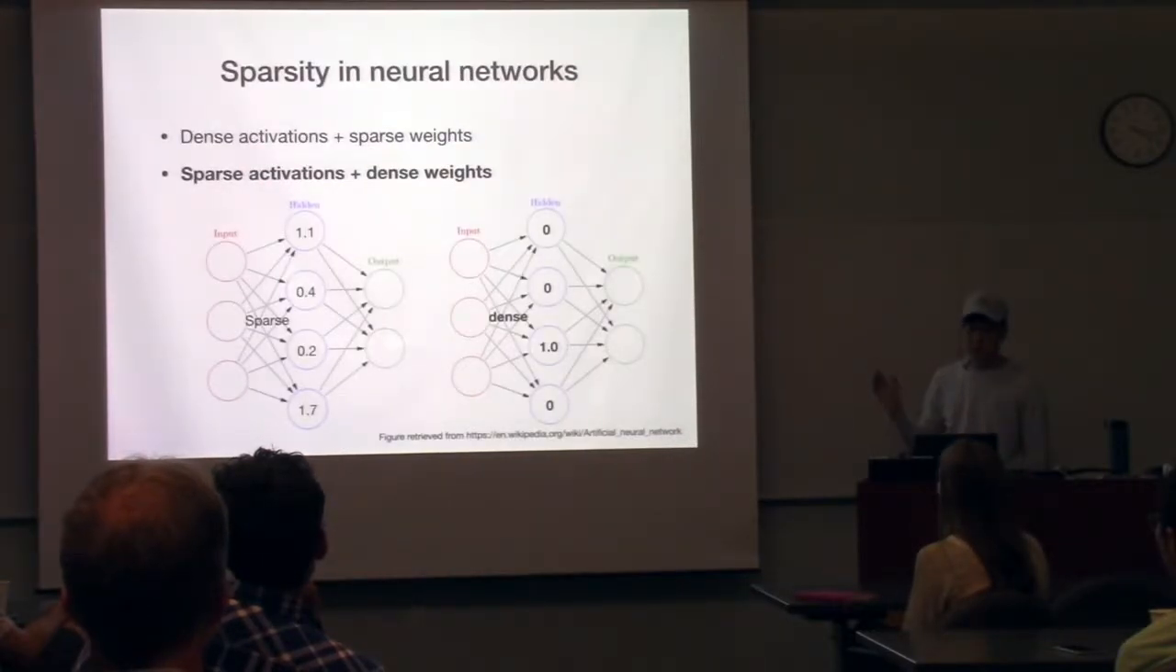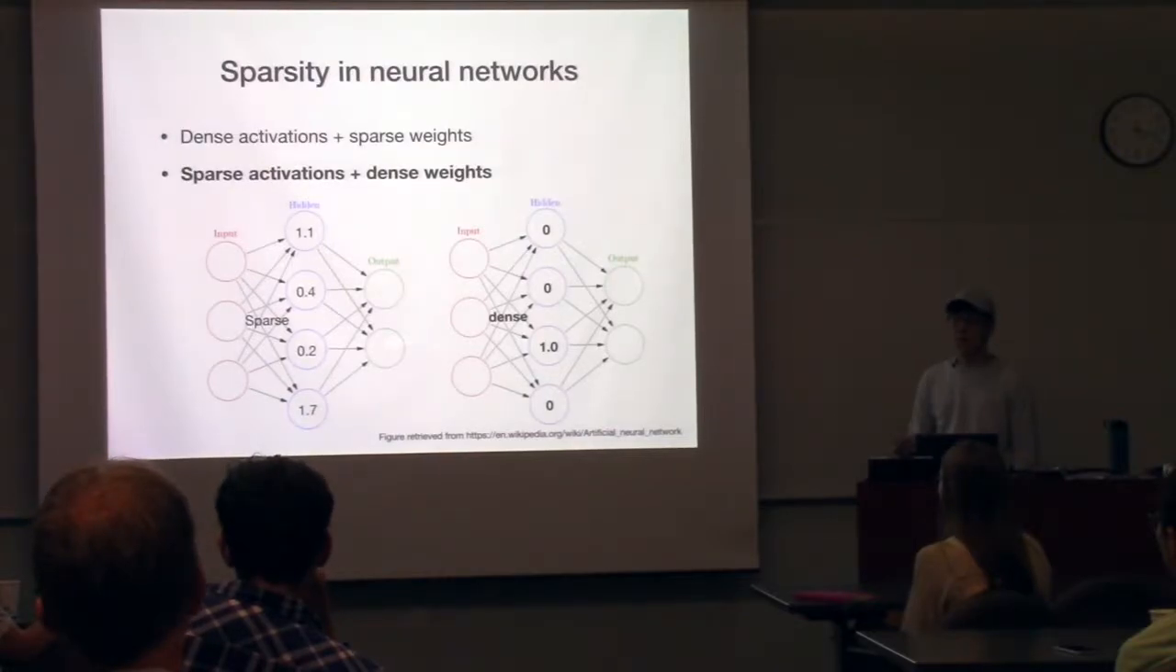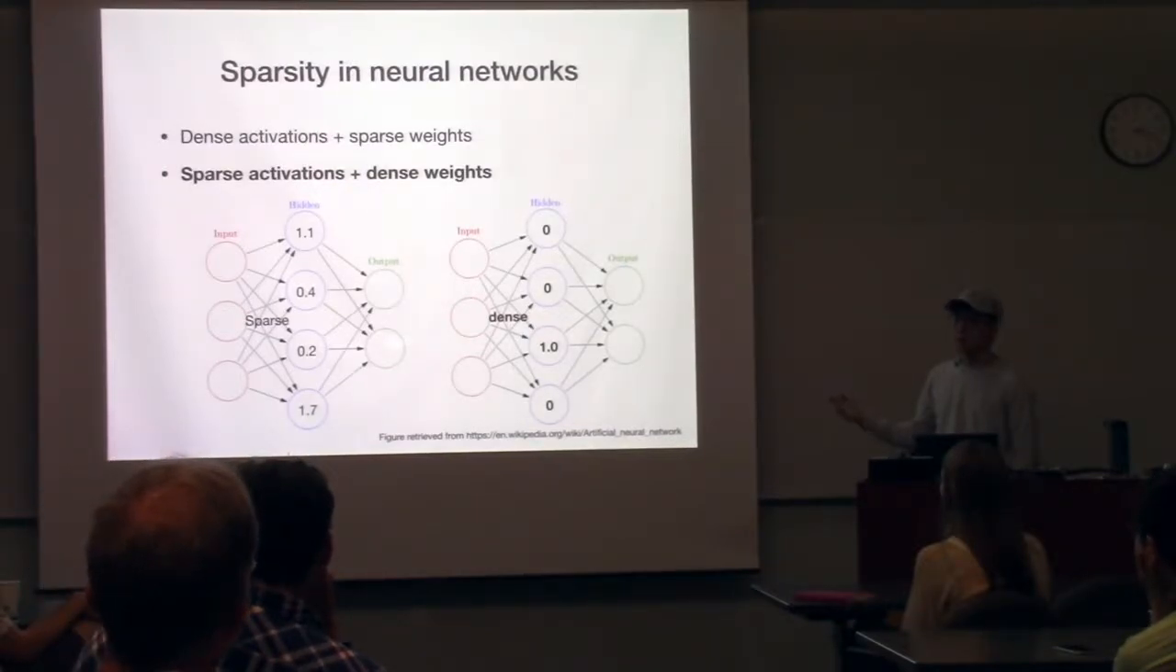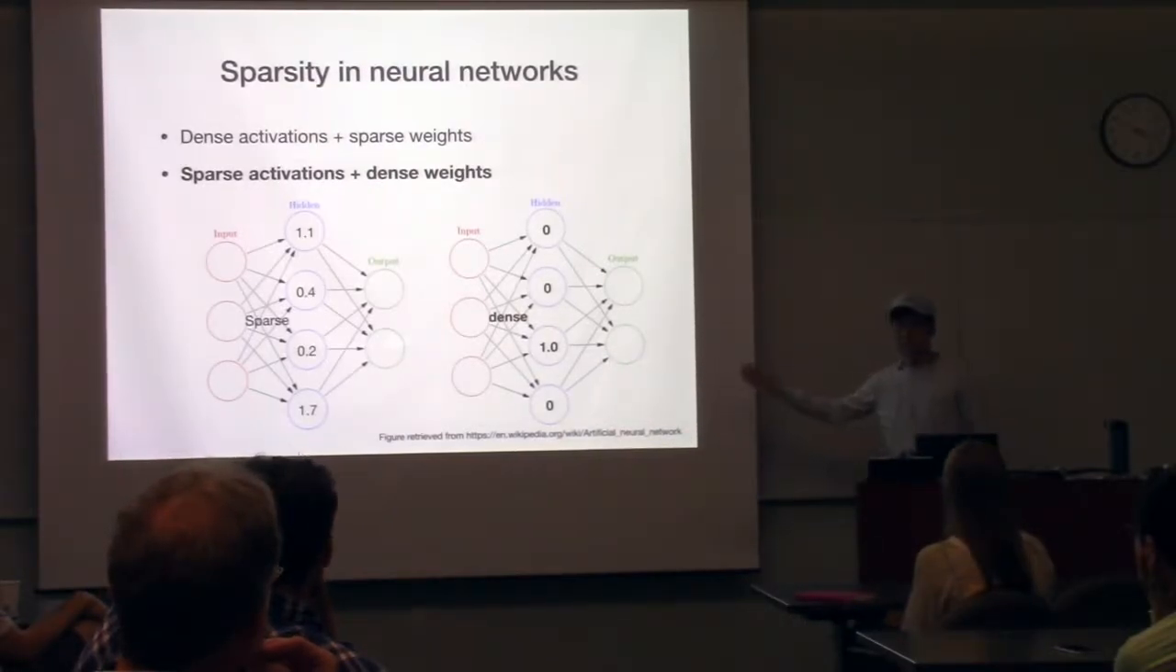But what about sparsity in neural nets? When we say sparse neural nets or sparse representation in neural nets, there are usually two different meanings. One is dense activations and sparse weights, which is the figure on the left. Another one is sparse activation but dense weights, which is the figure on the right. So in this talk, if I say sparse representation or sparse neural nets, I mean these sparse activation neural nets, just for clarification.